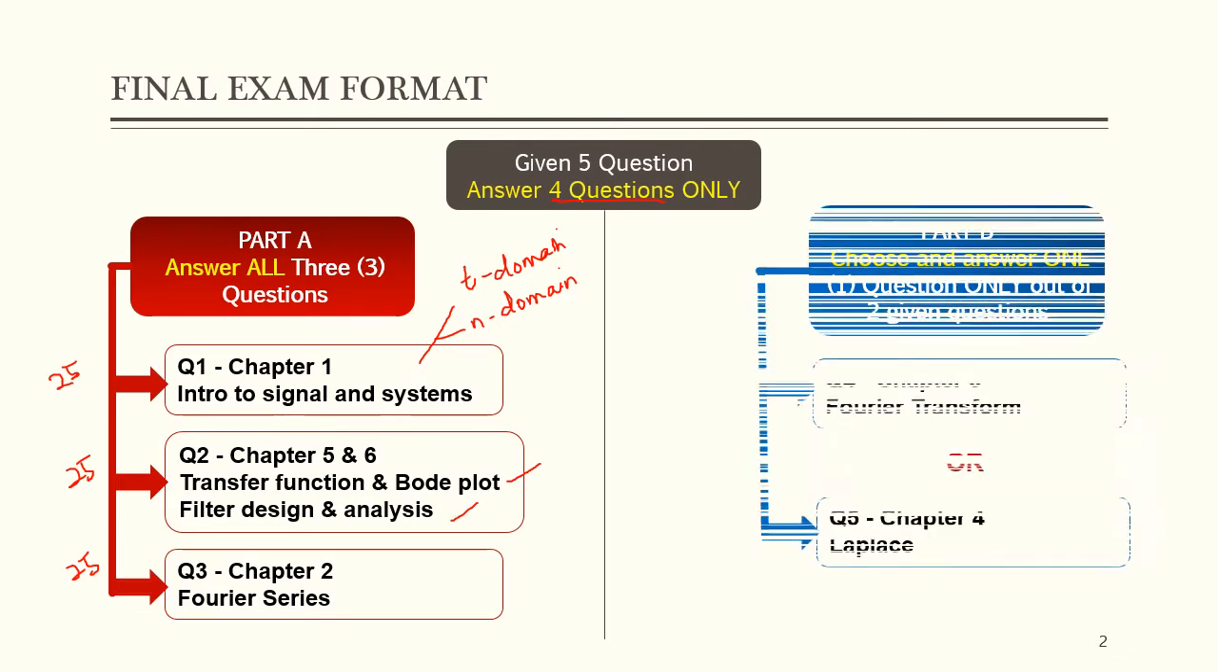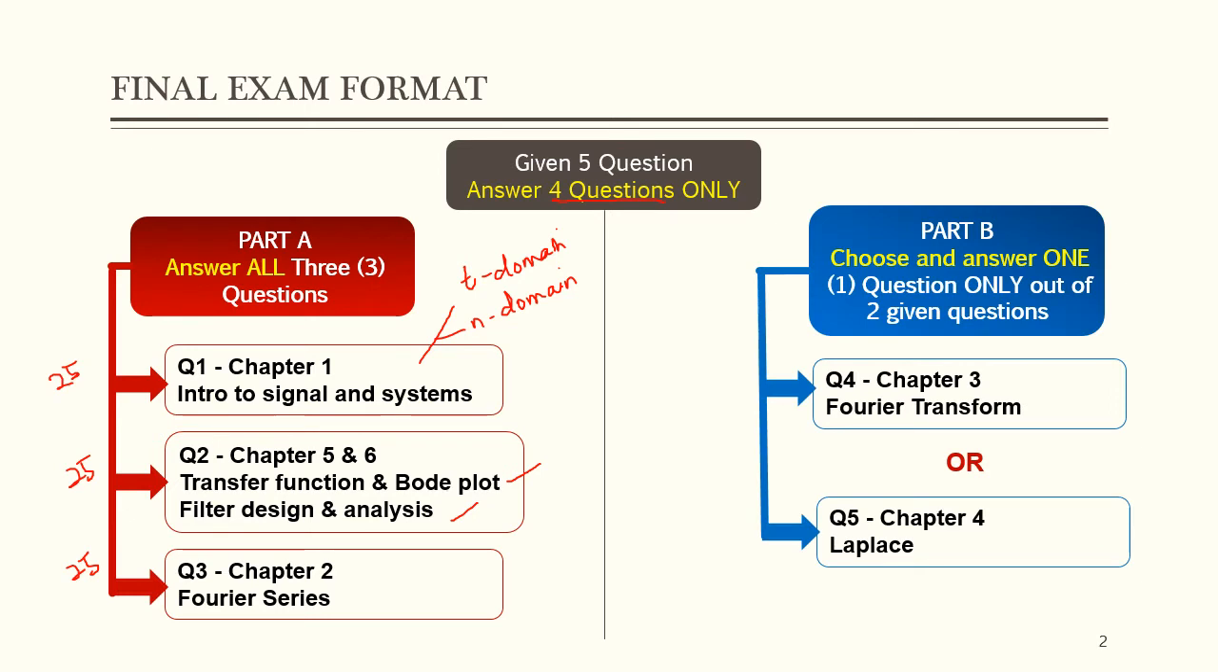Alright, next you have part 2 or part B. In this part, you will be given 2 questions, but you only need to answer 1. You need to choose either question 4 or question 5. Or if you have time, you can answer both if you want, but only 1 mark will be considered, either from question 4 or question 5.